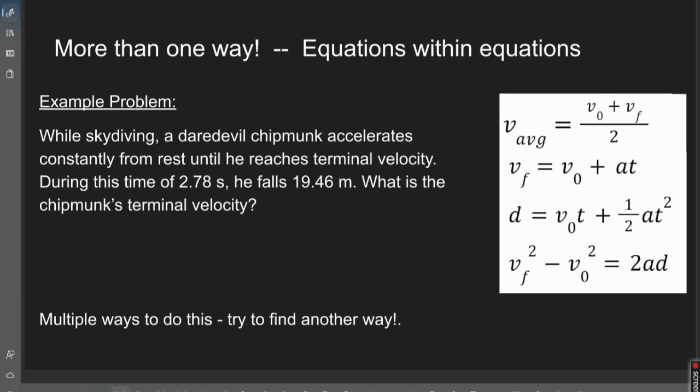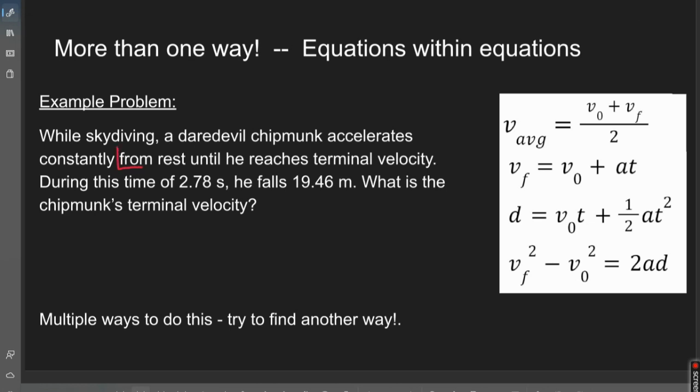I do want to bring up for the moment that there's typically more than one way to solve any of these. Anytime you're given 3 of these variables, there's more than one way to solve it. So let's take a look at an example. I'll do it one way. My challenge to you is to find a different way to do it. When we're done with this problem, pause and try to find a different way to do this problem and practice it.